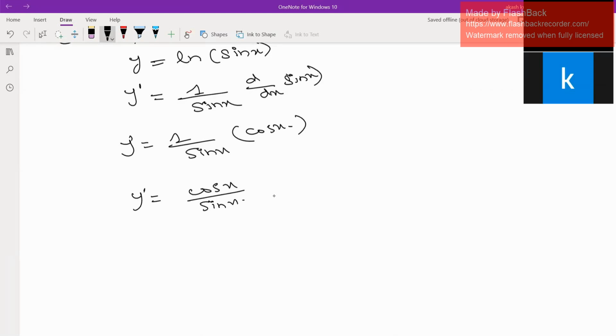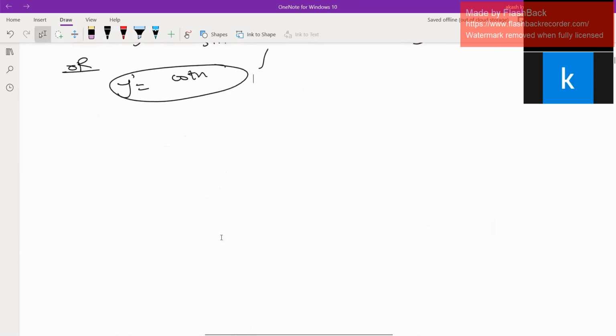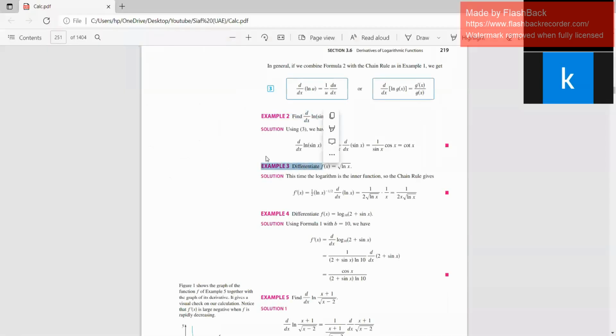A long time ago, I think two sessions before, we studied the identity that cos x over sine x is equal to cot x. So y dash is equal to cot x. Is it clear? Yeah. Okay. But cosine over sine is enough, right? Yeah, if we complete our question at this point, I think that is okay if we don't know the identity. Okay, let's go back to the book. Example three: differentiate f of x, which is square root of ln x.